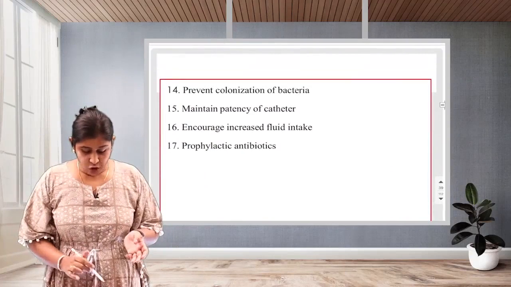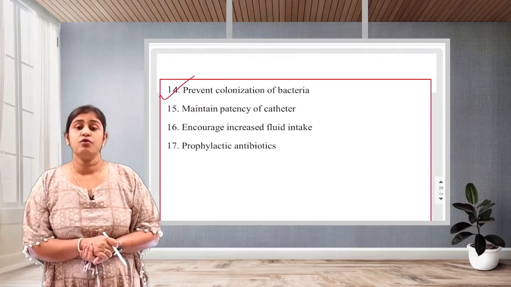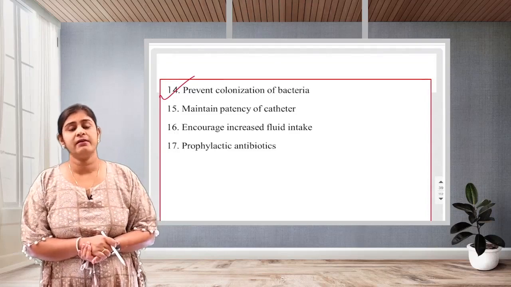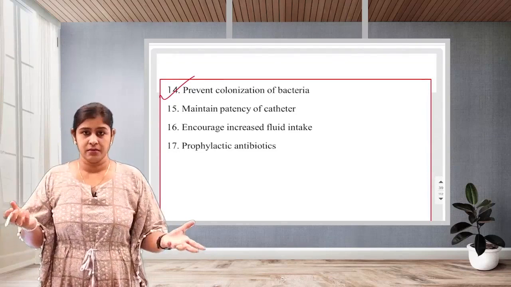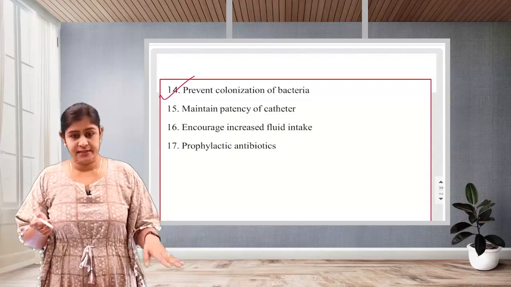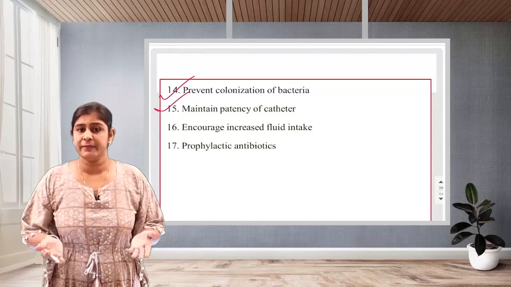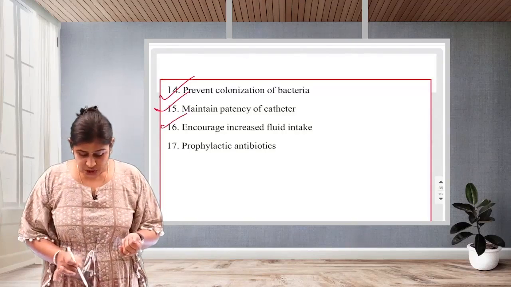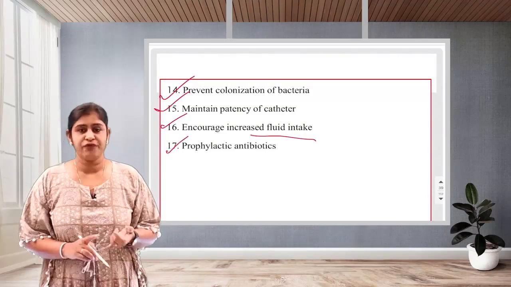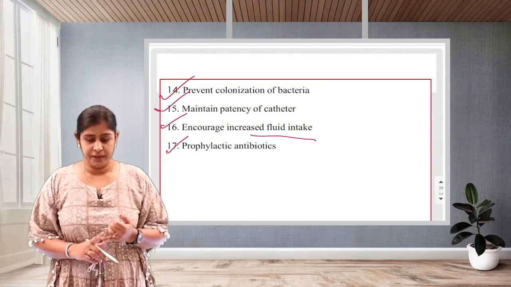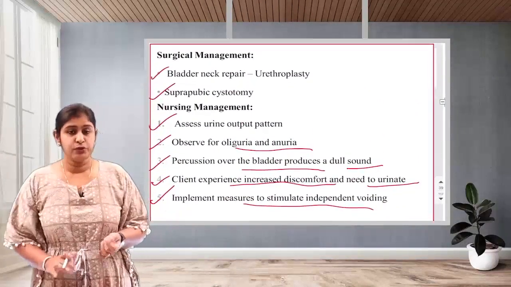14 is you have to prevent colonization of bacteria. Colonization of bacteria refers to if more and more urine is there in the bladder and is not excreted, then the bacteria can make their home there. That is, you have to prevent that colonization of bacteria. Maintain patency of the catheter. Encourage increased fluid intake. And then prophylactic antibiotics can be given to the patients. So, these all are the nursing management for urinary retention.